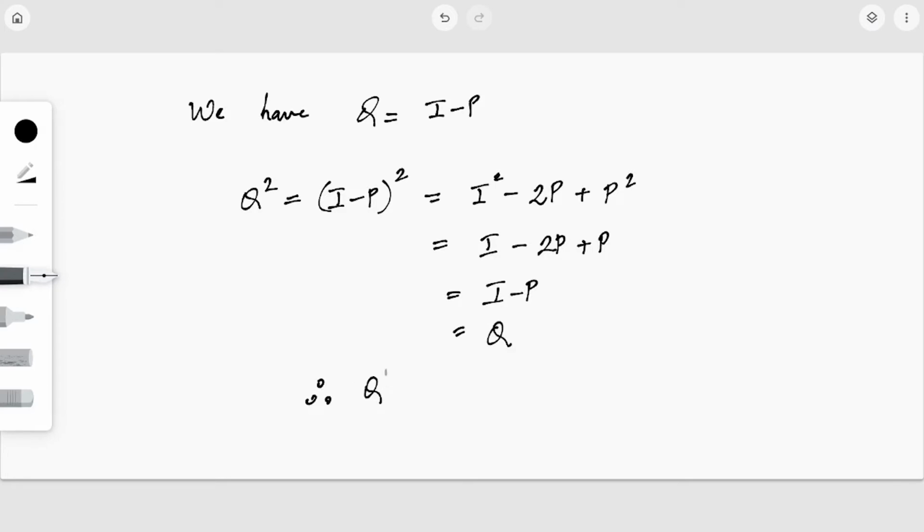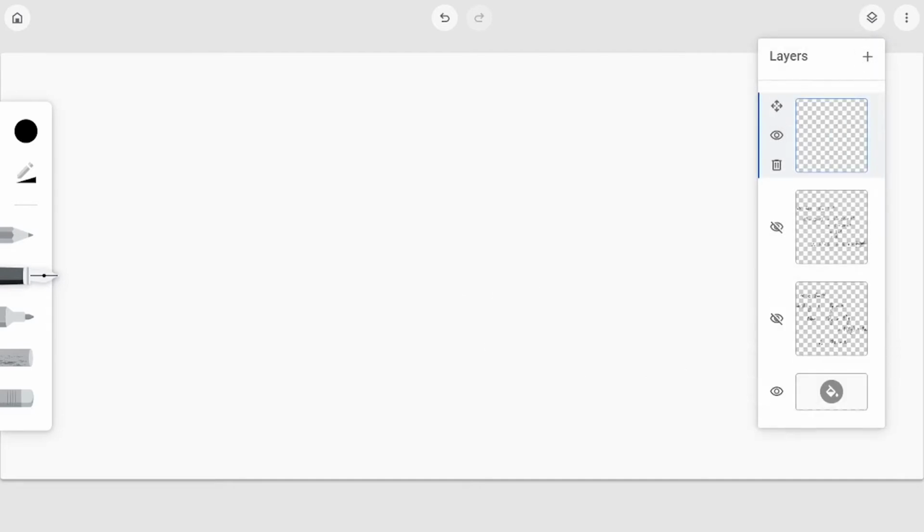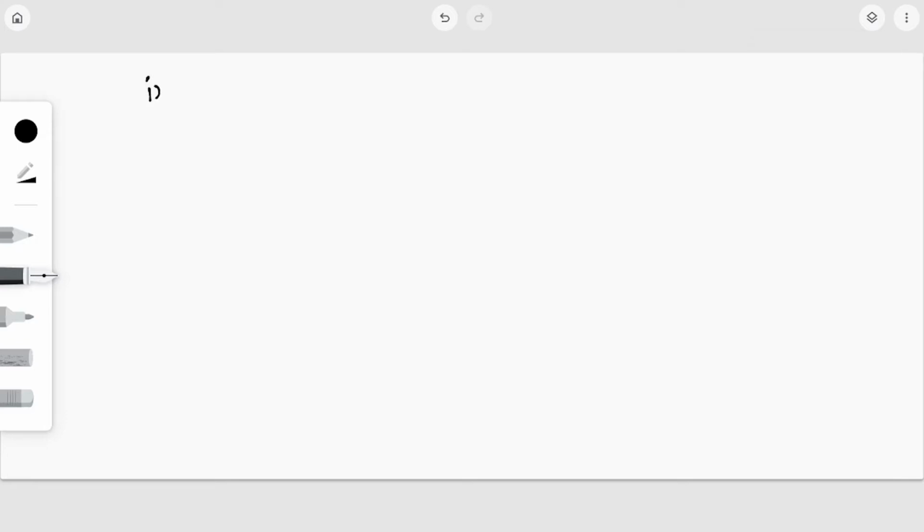Therefore Q is a projection, right? So we get that Q equal to I minus P is a projection. Now next, what do we need to prove? We need to prove that image of P and kernel of Q are the same, and image of Q and kernel of P are the same, right? So first, let us suppose that X is an element of image of P. This implies there exists a Y such that P of Y equal to X.